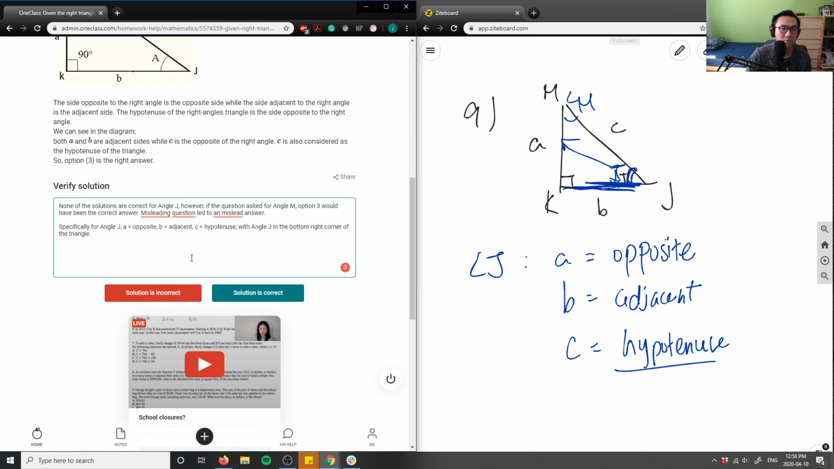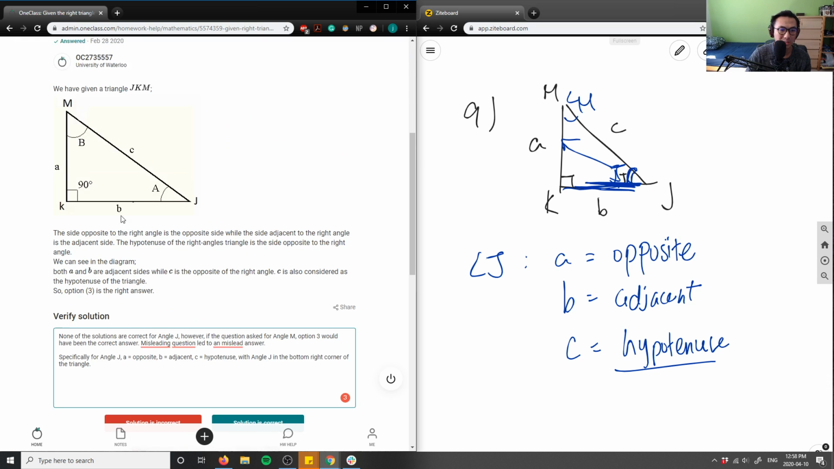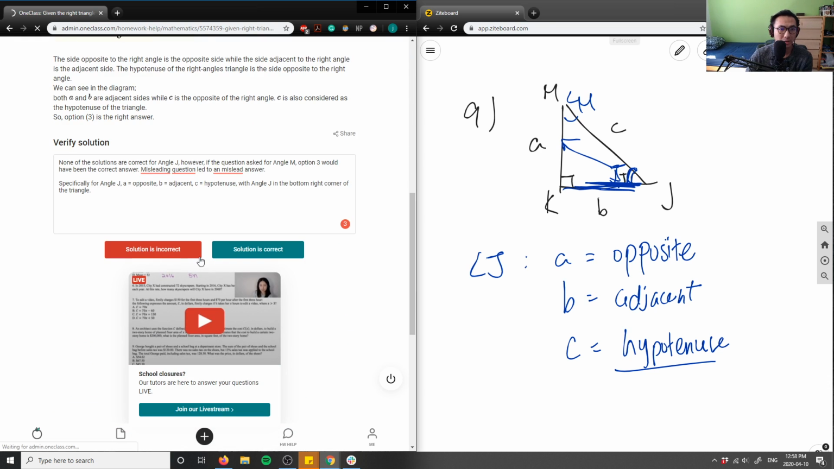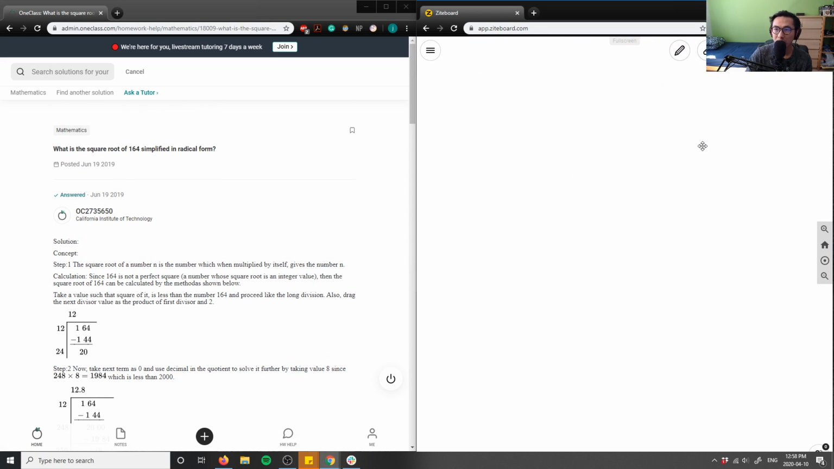So I'm going to mark this as incorrect for now, just because I can notify OneClass that this here is a misleading question. I'm going to say solution is incorrect. Okay, so last question. This is question 10. We have 2 minutes to do this question, so more than enough time.